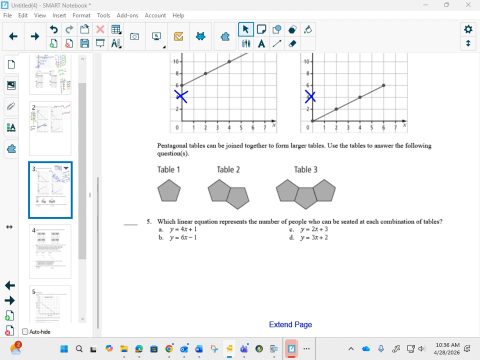What? No. These are tables. They're in the shape of a pentagon, which has 5 sides. Sometimes they put 2 tables together, sometimes they put 3 tables together. Okay? Yeah.